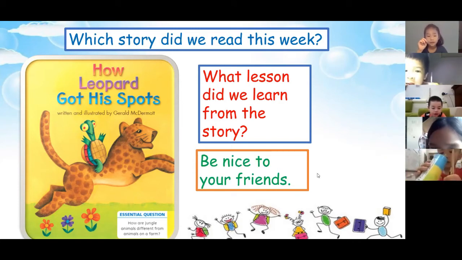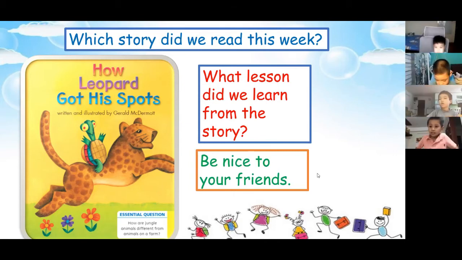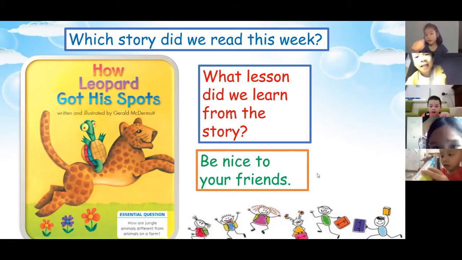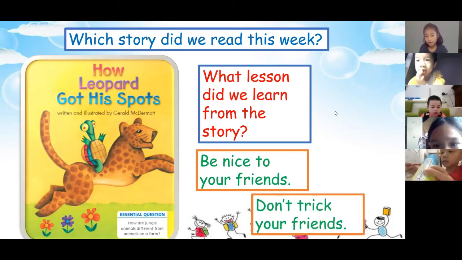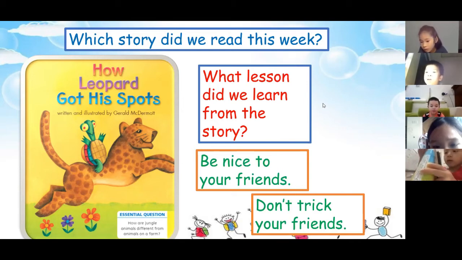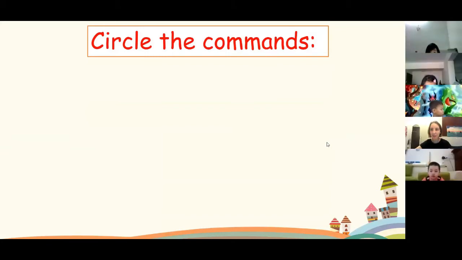Very good, well done. And I have one more lesson. Don't what? Do not trick our friends. Don't trick our friends, good job. Thank you, Dokchi. So these are the lessons that we learned from How Leopard Got His Spots. Be nice to your friends and don't trick your friends. Okay, so then we're nearly there, everyone. We learned a lot this week.